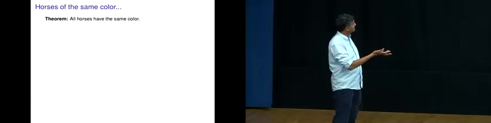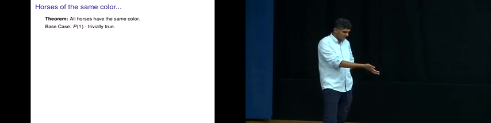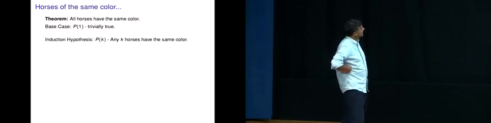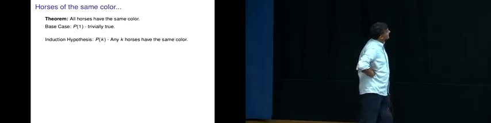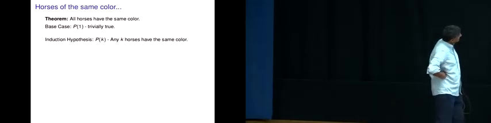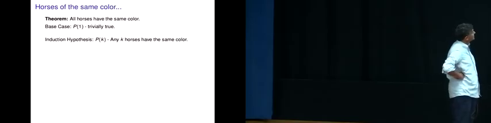Okay, good. Now let me prove something that's silly. You guys seem to like these the best. All horses have the same color. It's true. If you have one horse, it's the same color as the horse. A horse is a horse. The induction hypothesis: any K horses have the same color.